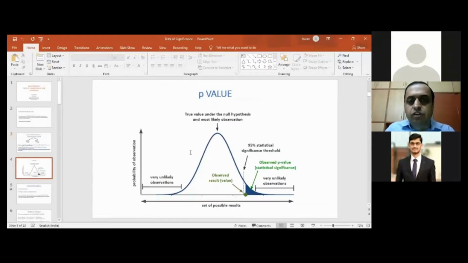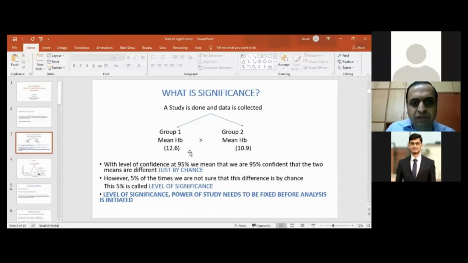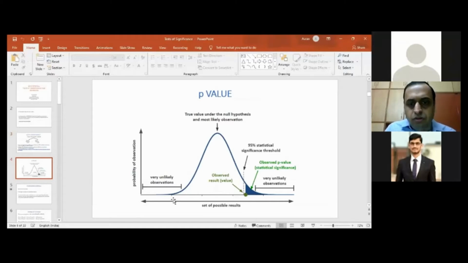Coming to the next and most important thing, which puzzles many people, and about which many people fantasize, is the p-value. Now just go back to the previous slide, the level of significance. Now what is a p-value? Suppose there is a population, and in this population we have around 10 samples. Maybe one sample is of 50, one is of 40, one is of 30, one is of 55. If we are measuring hemoglobin and we take the mean of these 10 samples and plot them, most of the time it follows a normal distribution curve.